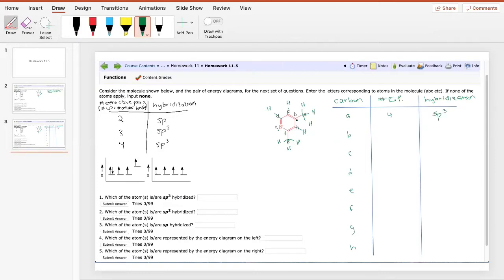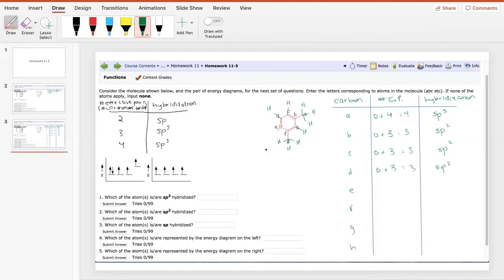B has no lone pairs again, but it is bound to 3 different atoms. That is an sp2 hybridization. Carbon C, again, no lone pairs, but it's bound to carbon D, carbon B, and a hydrogen. That's 3 different atoms, and therefore that's an sp2 hybridization. Carbon D has no lone pairs. It's bound to a carbon, a nitrogen, and a hydrogen. So that's 3 different atoms. That's 3 effective pairs, and therefore an sp2 hybridization.